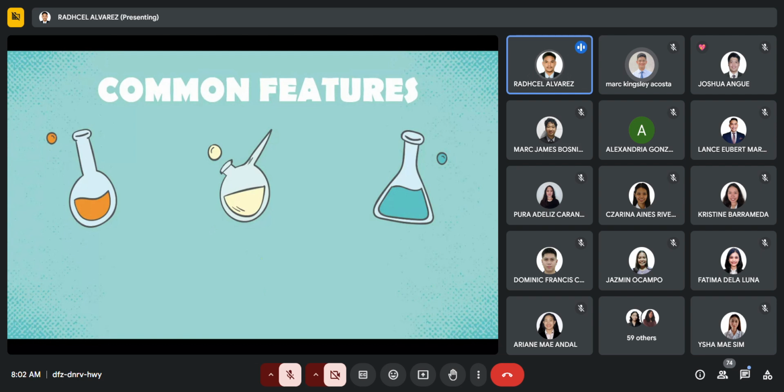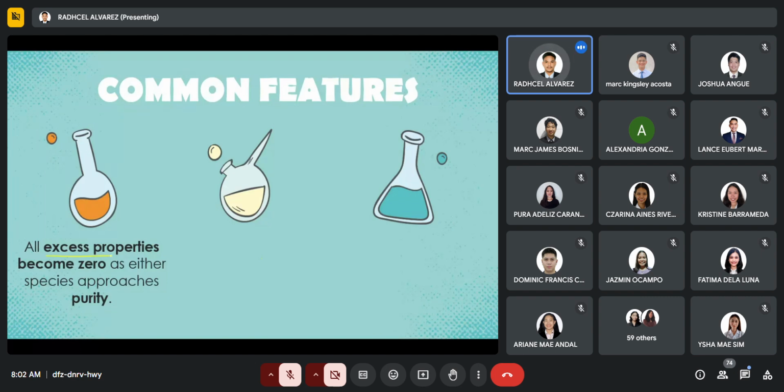So, now, we're going to focus on the common features. So, actually, ito lang din yung mga na-observe natin. So, meron tayong three common features. So, ito yung sinasabi natin kanina that all excess properties become zero. So, nagiging zero daw sila as either of the species in our solution approaches purity. Di ba kapag sinabi natin purity, nagiging pure species. So kapag nagiging pure species sila, ang kanilang excess properties ay nagiging zero.